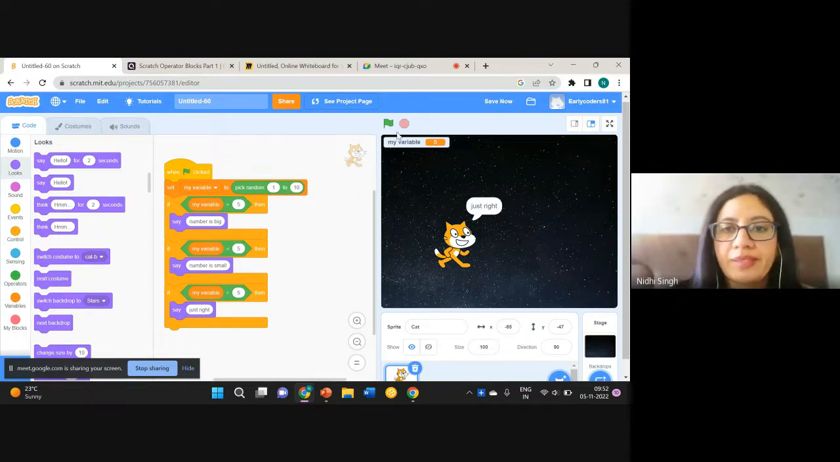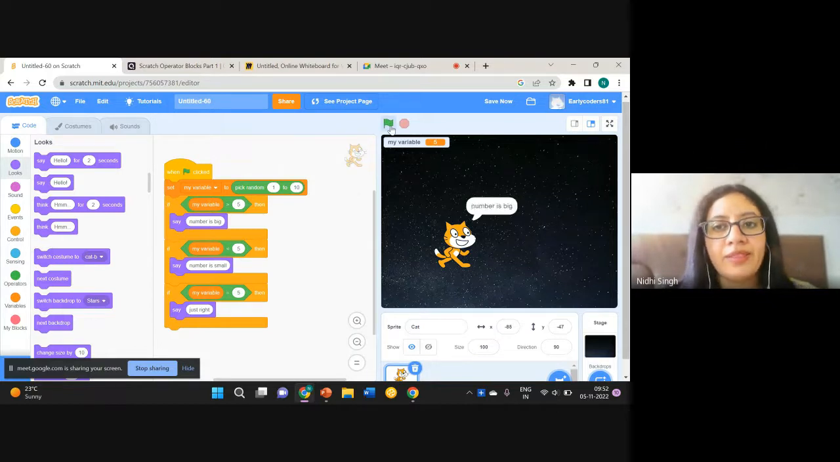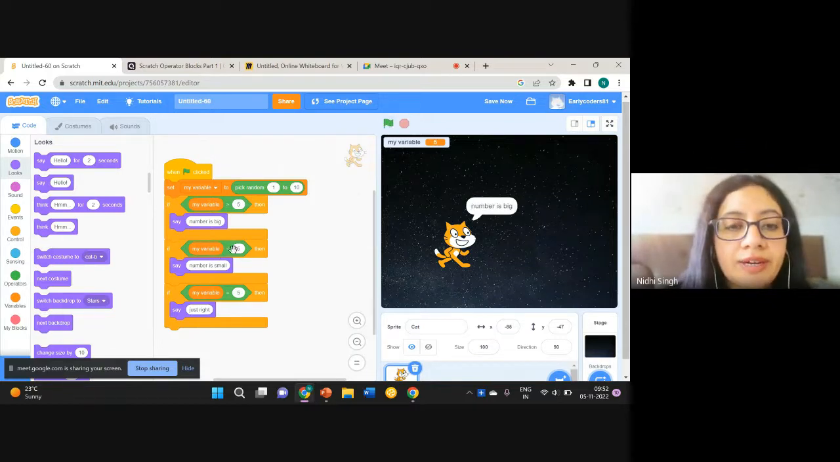Let's say again click on flag. It's 6. So this condition will be false. See the second condition. My variable less than 5. Is 6 less than 5? No. So it will not execute this say block. It will not execute the third conditional block either. Which condition will give you a true value here?